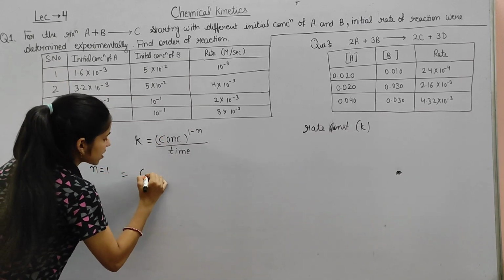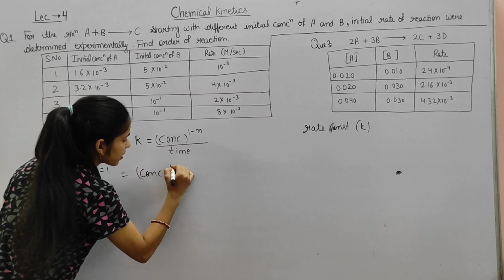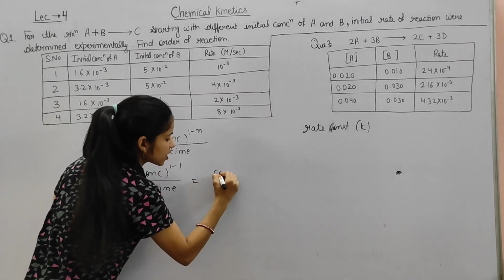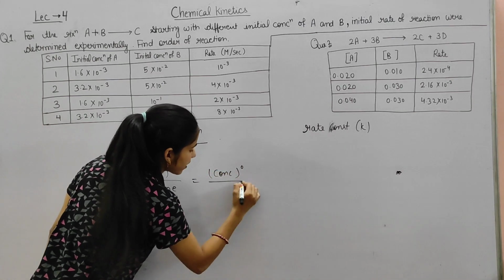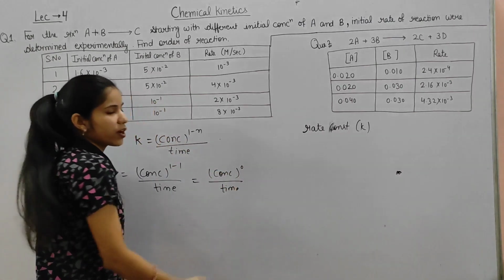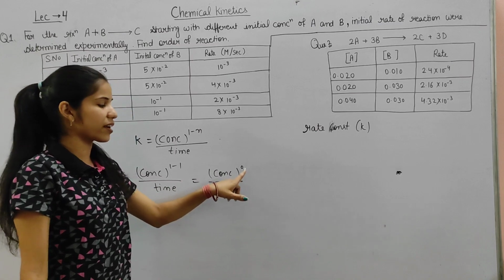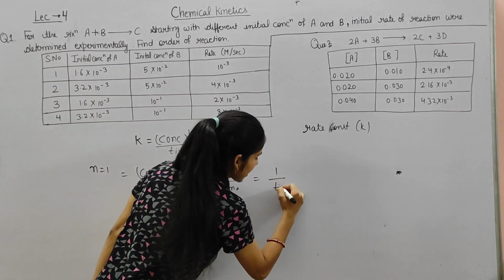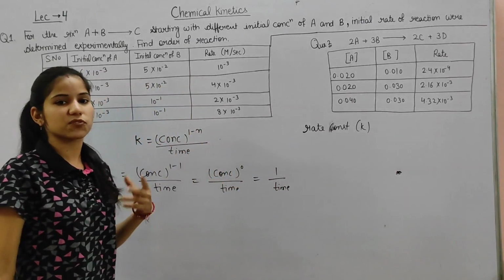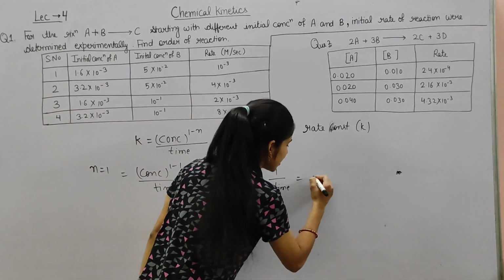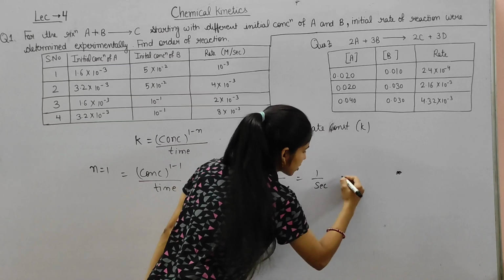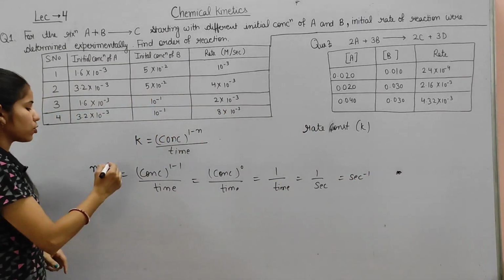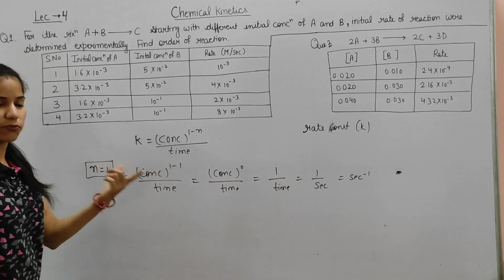Here concentration raised to the power 1 minus 1 divided by time. So this is concentration raised to the power 0 divided by time. So if there is power any 0, so that is 1. So this is 1 by time. And in chemical kinetics we are taking time in seconds. So 1 by second. So per second is the unit of first order reaction because we have taken here n equals 1.